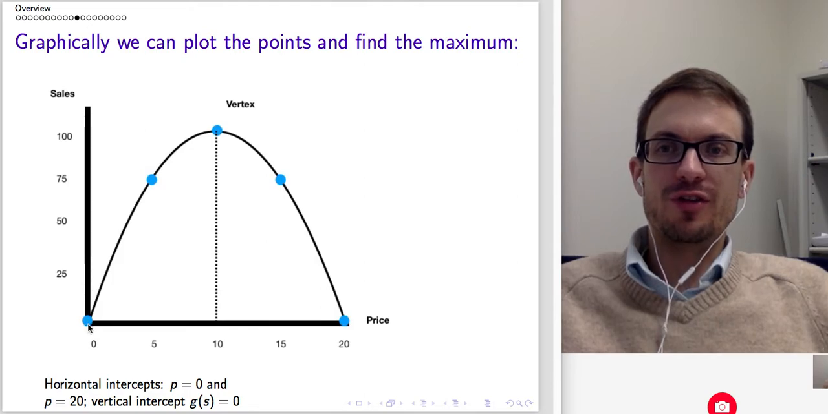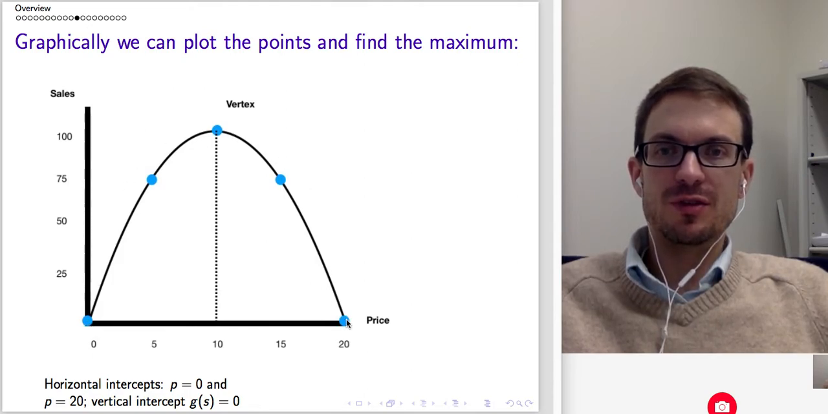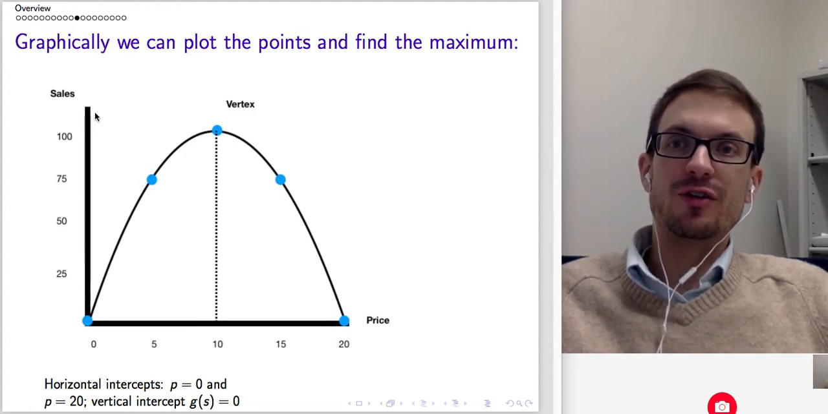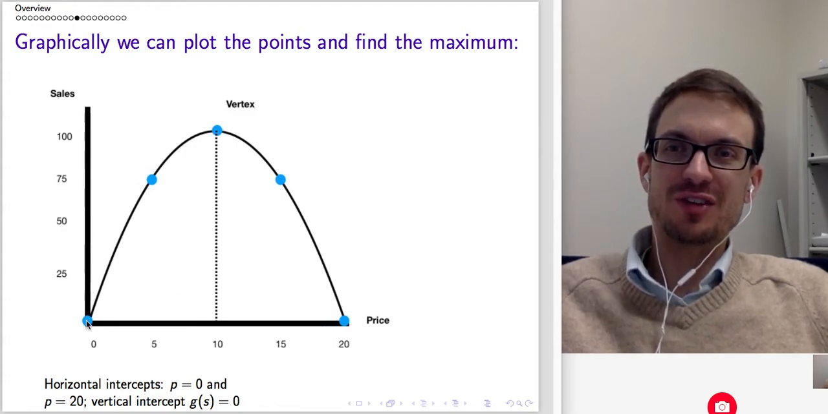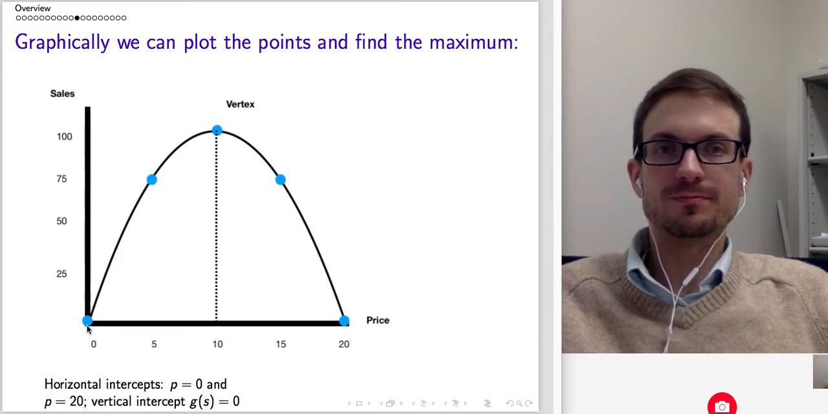Our horizontal intercepts are where this thing crosses the price axis, so here and here, 0 and 20. And our vertical intercept, where does it cross the sales axis? Oh, only here.